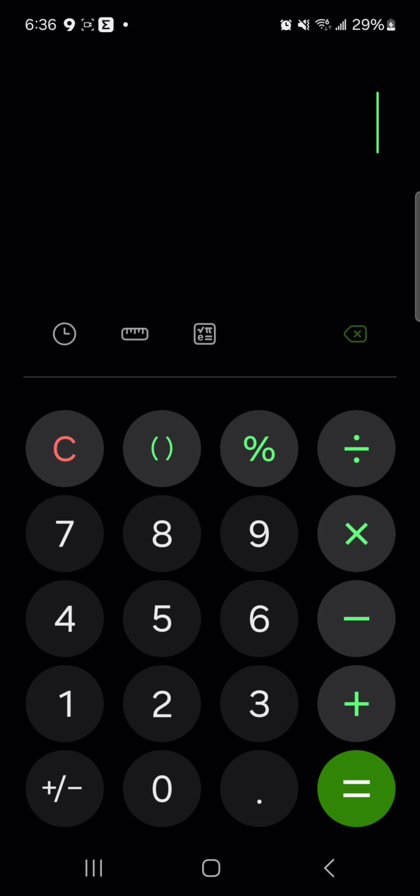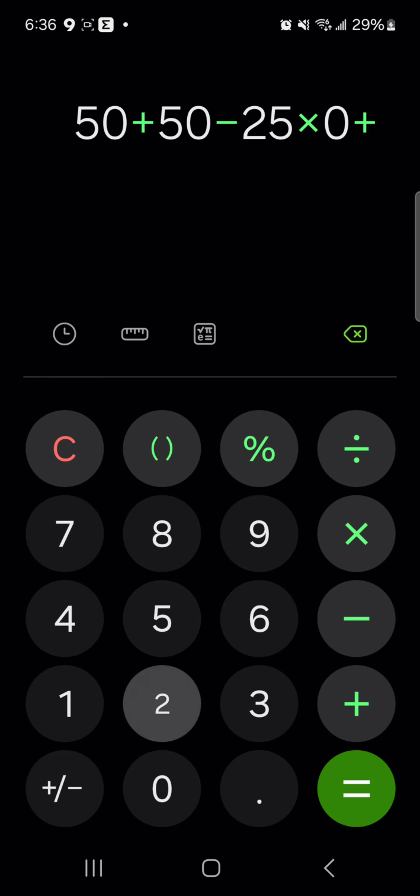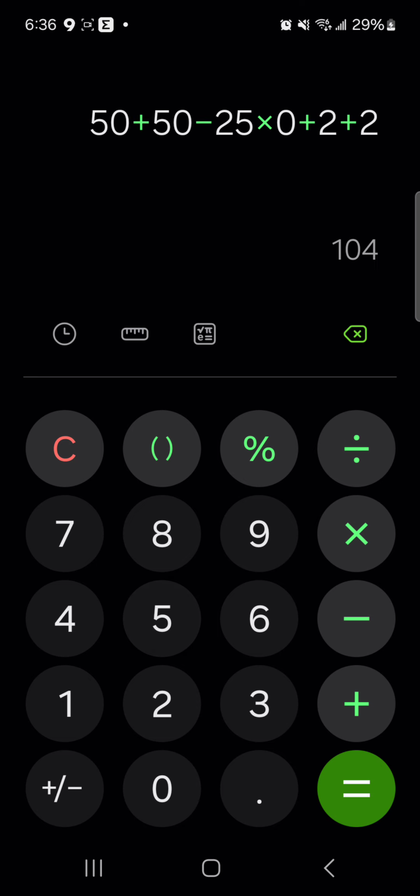I'm trying to remember one of the other ones. There's a 50 plus 50 minus 25. It's kind of sad that I have these memorized, but these are the common little viral ones. Yeah, the 50 plus 50 minus 25 times 0 plus 2 plus 2. Again, that's 104. Pretty simple stuff. Why is it 104? Because the multiplication has precedence, right?